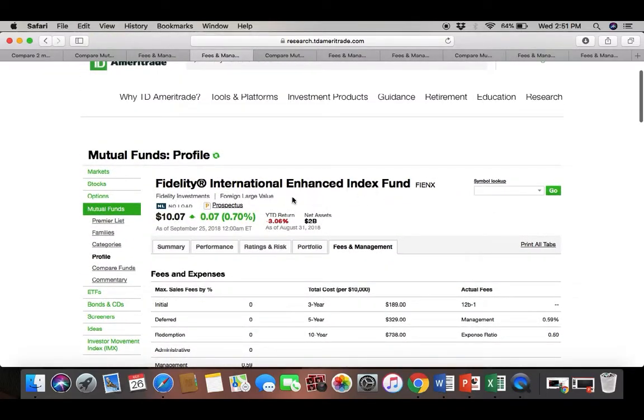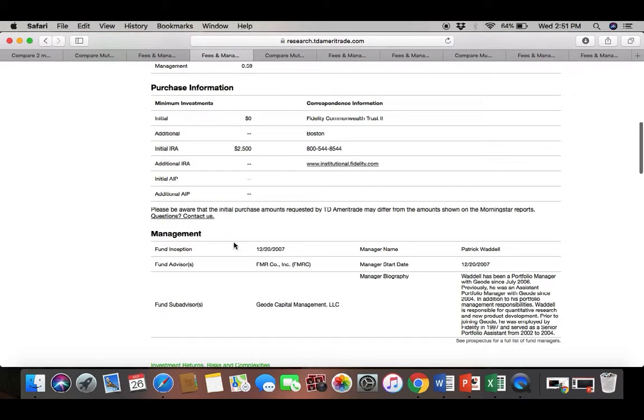Looking at the Fidelity, again recapping some things, it comes from the FMR company, which is Geode Capital Management. The manager is Patrick Waddell, and he's been with this since 2007, so approximately 11 years with this specific portfolio.